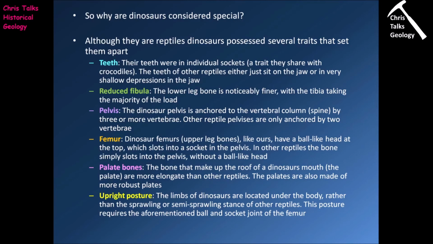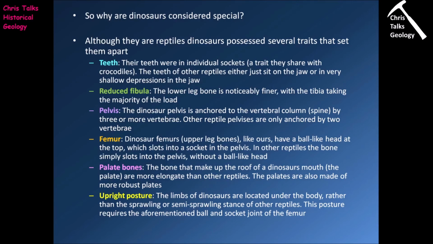So when it comes to dinosaurs, we also see a reduction in the fibula. That's a lower leg bone. We notice it's noticeably finer than the tibia, and the tibia takes the majority of the load. Now, I'm going to be honest, I don't know whether that offers any kind of evolutionary advantage. It's just one of these things that we see that dinosaurs have. In terms of the pelvis design, we also see that the dinosaur pelvis is anchored to the vertebral column, that's the spine, by 3 or more vertebrae.